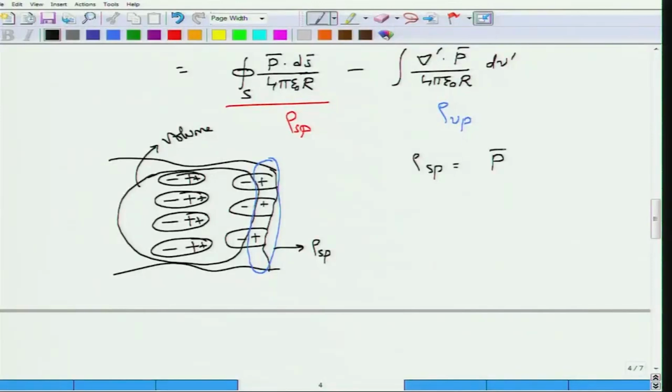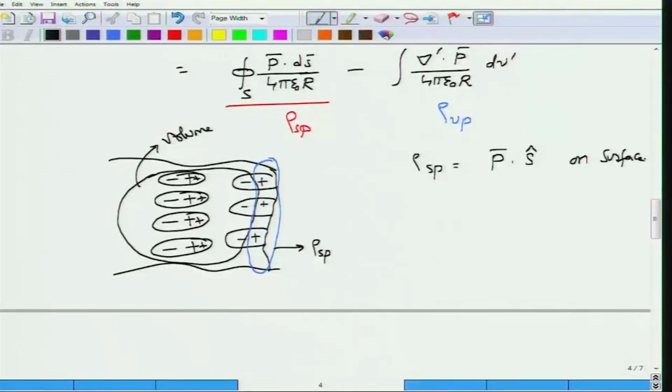So rho sp, the surface charge density, is defined as P dot n, because we have to understand that the surface itself could be irregular in shape. So at every point on the surface I have to find out what is the surface normal, and then on that surface normal I have to find out what is the contribution of P on that surface. So P is a density vector, so it has a certain orientation, remember that, and when you apply a potential there would be a component of that P along the surface normal, and that would form the surface charge distribution. Similarly, the volume charge distribution because of the polarization is minus divergence of P.